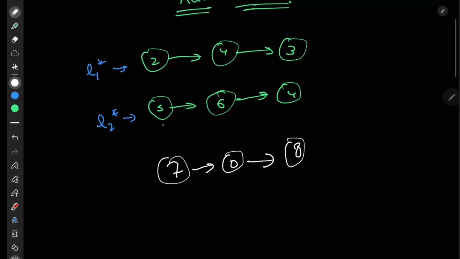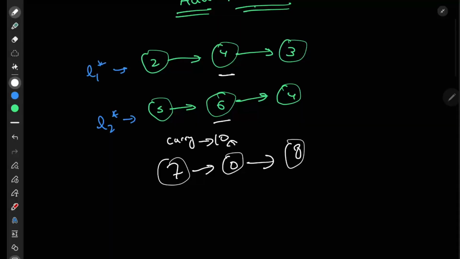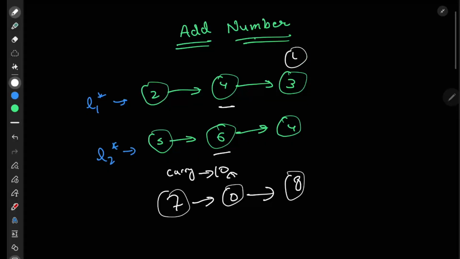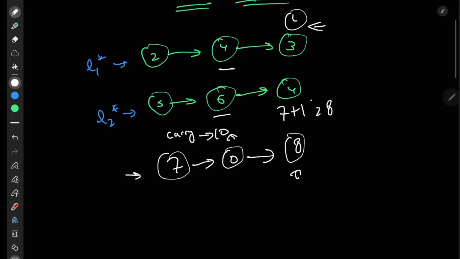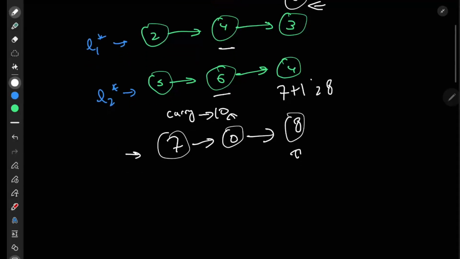So if we add 5 plus 2, we get 7, then we move on to this node and this node, and we sum them, so we get 10, right? Since it's a double digit, we just keep the 0 here and we take this 1 as a carry. So we move it here, right? And here we sum these two nodes. We do 3 plus 4, which is 7. Since we already have a carry here, we have to add that as well. So 7 plus 1 gives us 8, which is the value of this particular node, and we just have to return this. So this looks like a very easy problem, right?